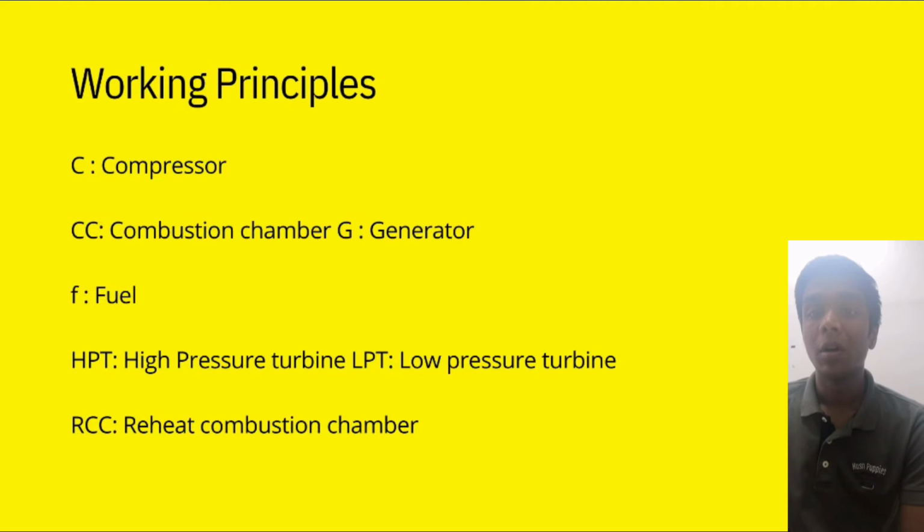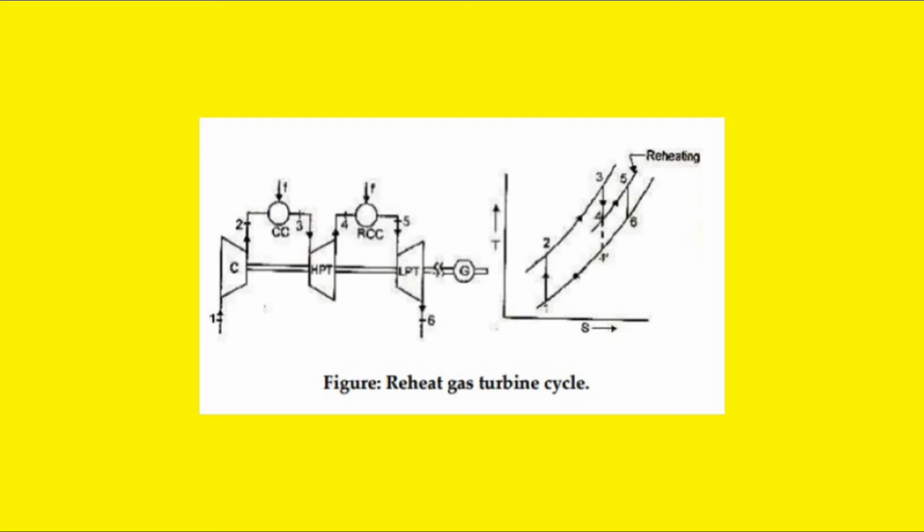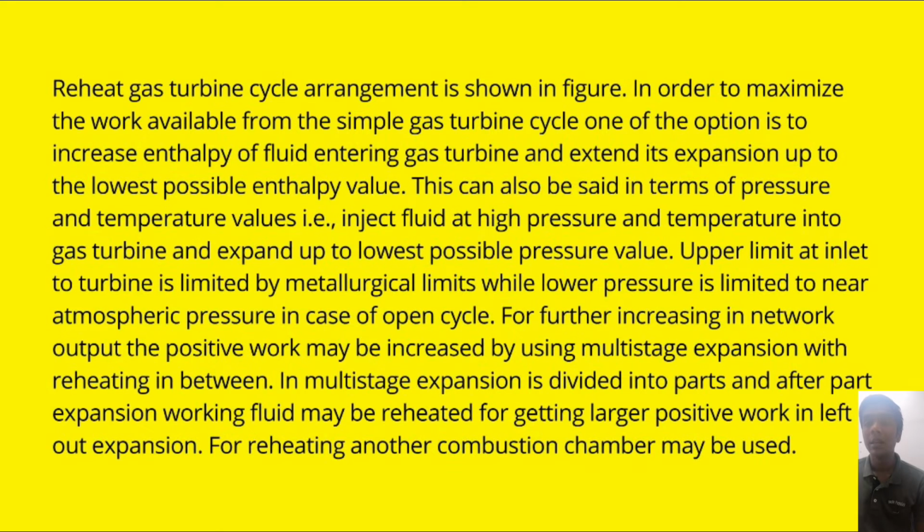Working principle of reheat gas turbine cycle. C represents compressor, CC represents combustion chamber, G represents generator, F represents fuel, HPT represents high pressure turbine, LPT represents low pressure turbine, RCC represents reheat combustion chamber. Reheat gas turbine cycle arrangement is shown in figure.